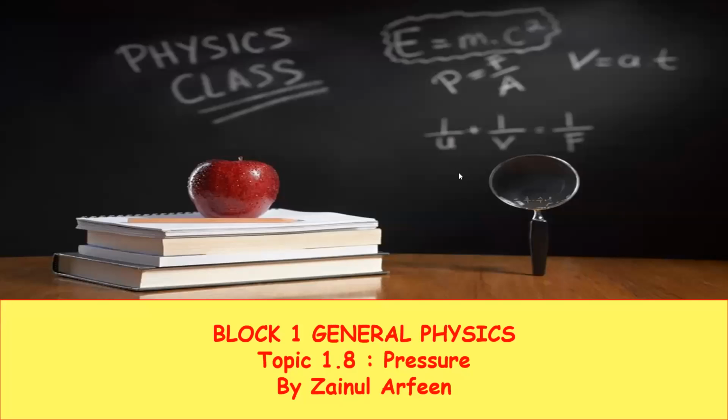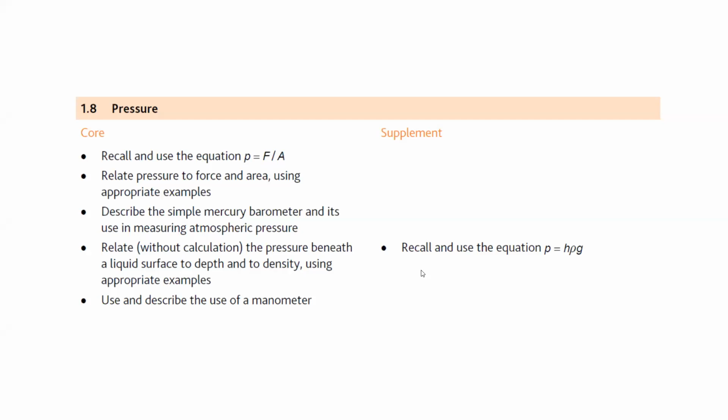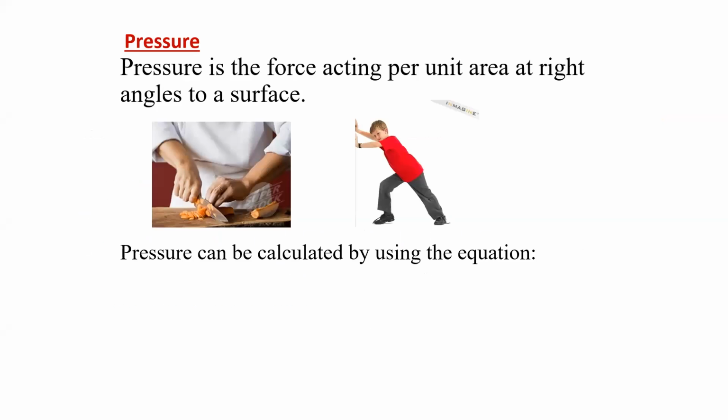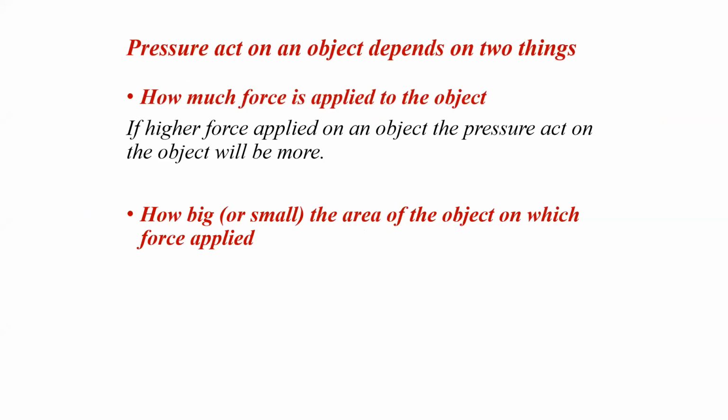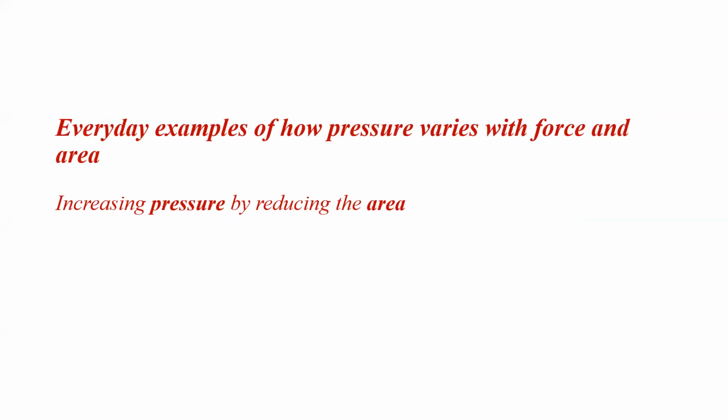So block one, which is about the general physics. The last topic is pressure. We already discussed the main part. First we discuss the definition of pressure, which is a force acting on unit area. So how much force is acting on a unit area, that is called pressure. If we want to increase the pressure, we should increase the force and we should reduce the surface area.